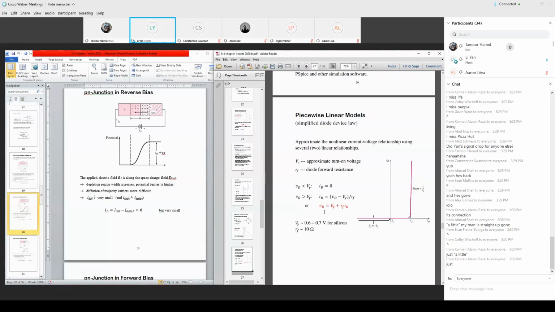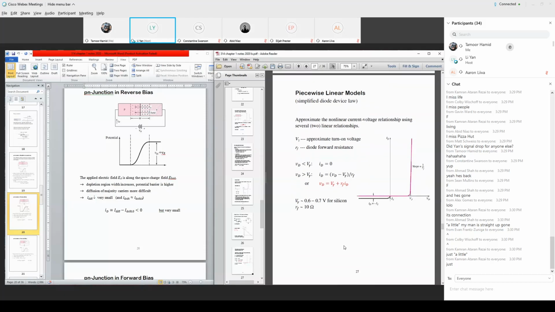The diode voltage equals a constant amount, the turn-on voltage V gamma, plus the diode forward bias resistor RF times ID. This forward bias resistor is very small; basically, when the diode is turned on, it has very little resistance. And the turn-on voltage is a small fraction of a volt, 0.6 to 0.7 volts for silicon. Any question?